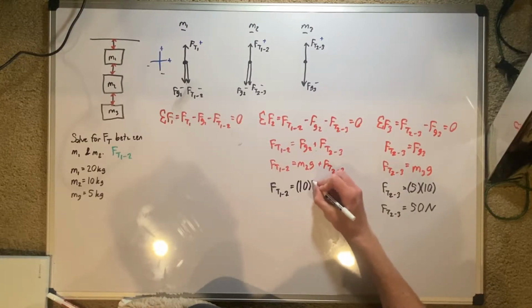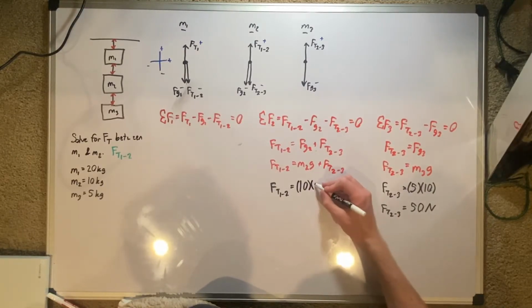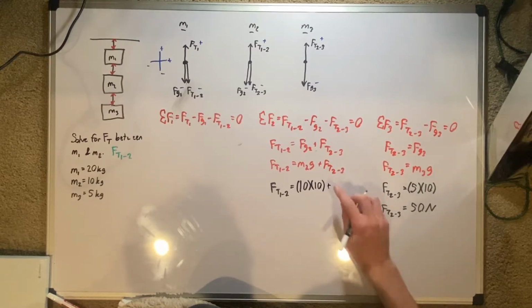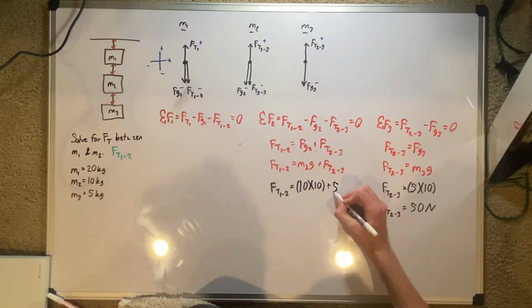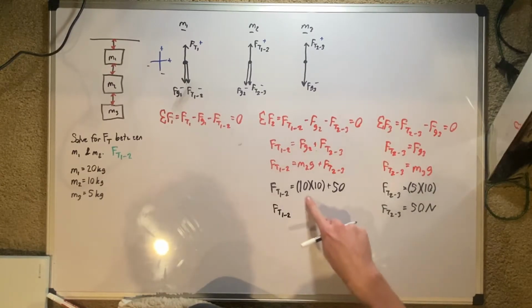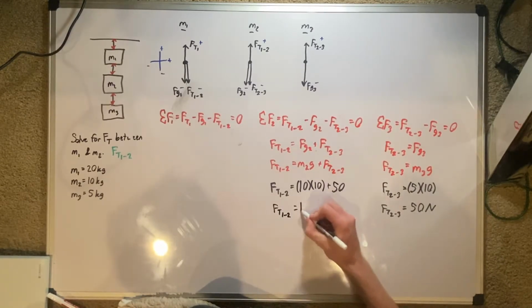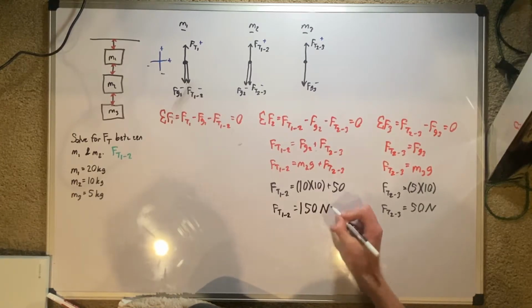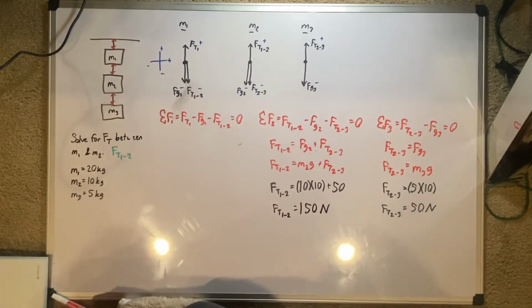Gravity is always 10. Plus our force of tension 2 through 3, which we already said was 50. Force of tension 1 through 2 is 100 plus 50, which is equal to 150 newtons. And that is what we were looking for.